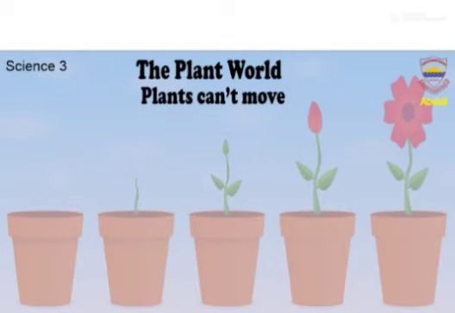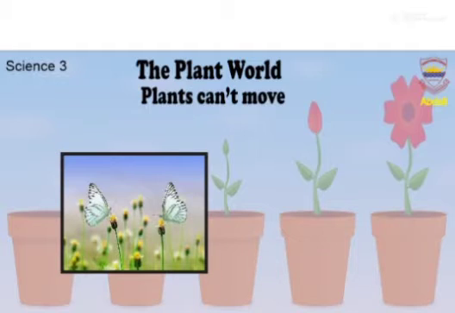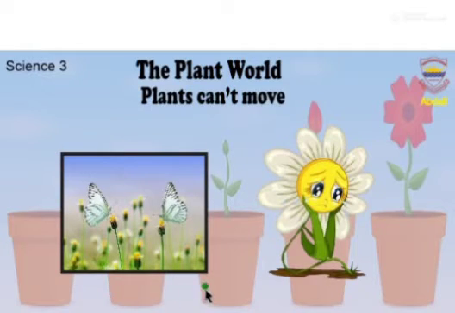Students, let's move towards our next slide, which is about plants not being able to move. As everybody knows, plants cannot move. Animals are able to move to find food, but plants cannot move because they grow in one place. As you can see in this slide, plants are not able to move.